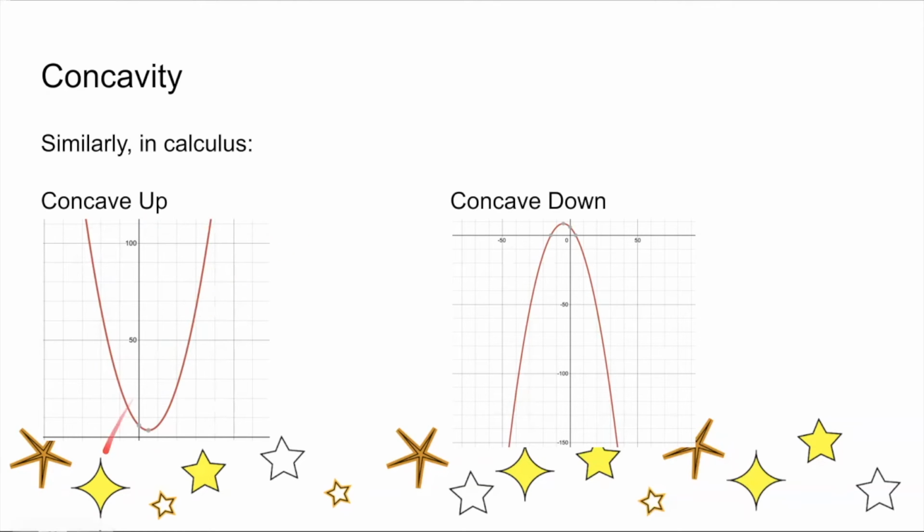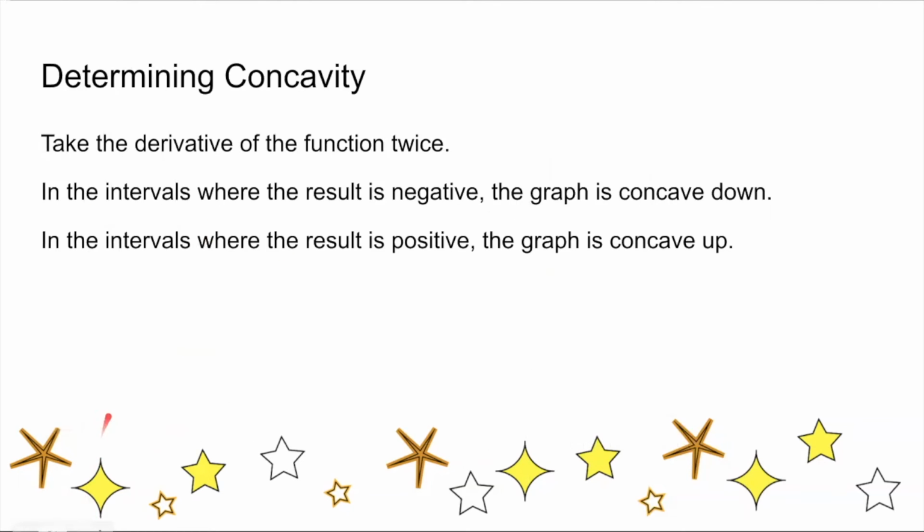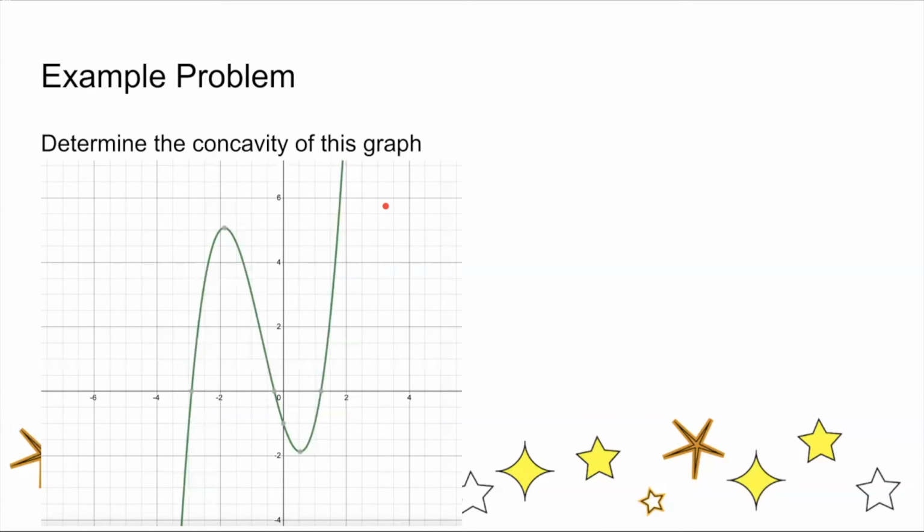So we take the derivative the first time because we're dealing with the derivative of the function, and then the second time because we want to know whether it's increasing or decreasing. And then if it's positive, that means it's increasing, and if it's negative, that means it's decreasing. All right, so here's an example problem. Determine the concavity of the graph. So we just graph the derivative of this function.